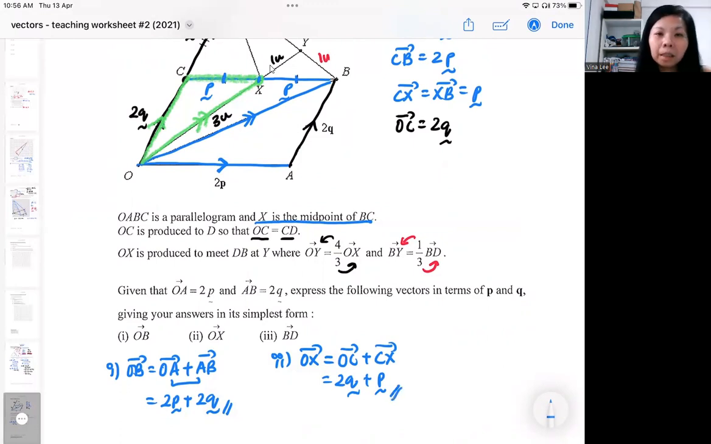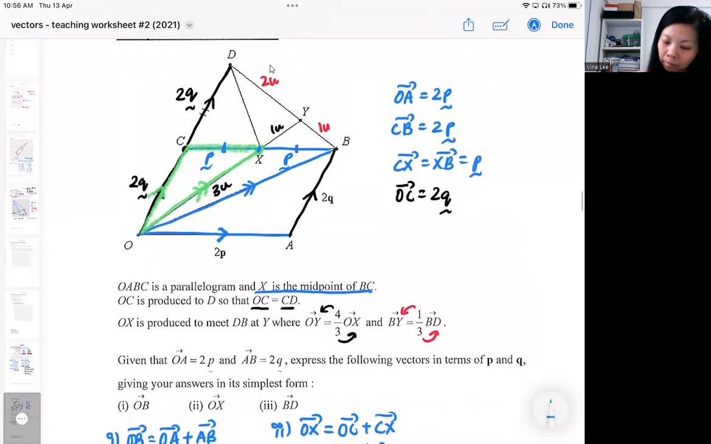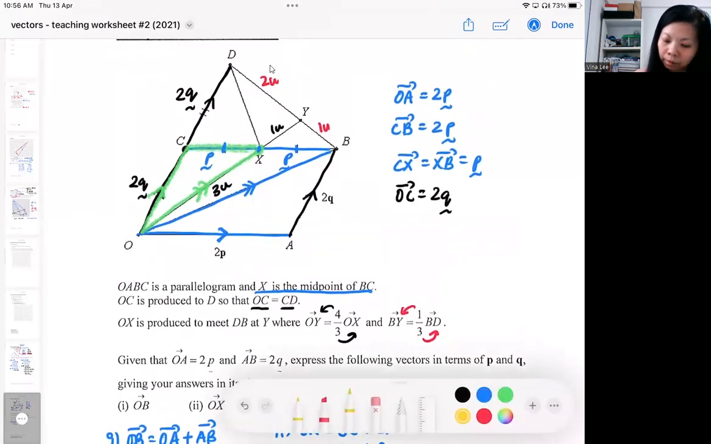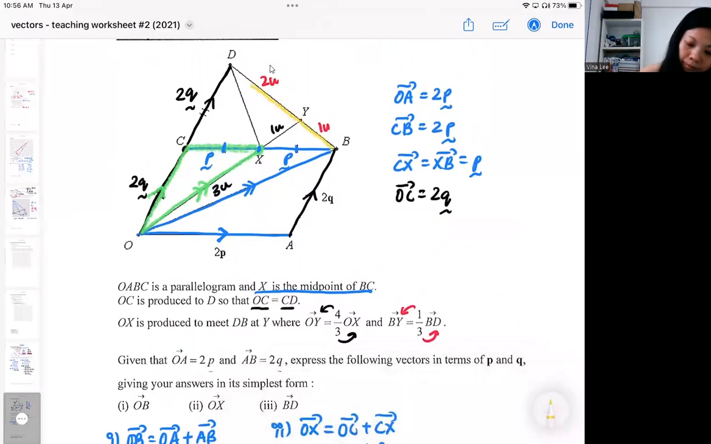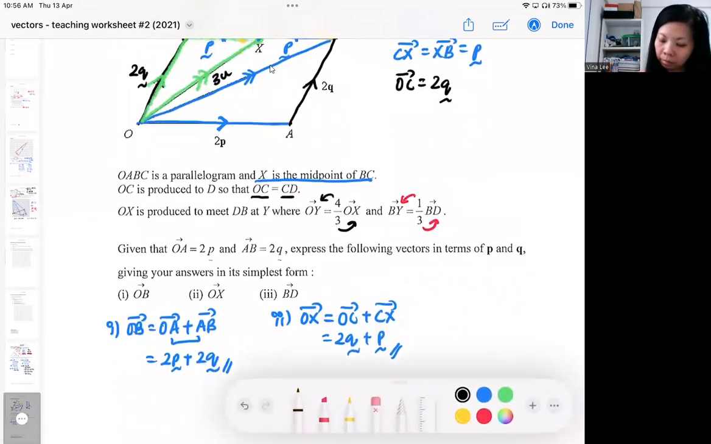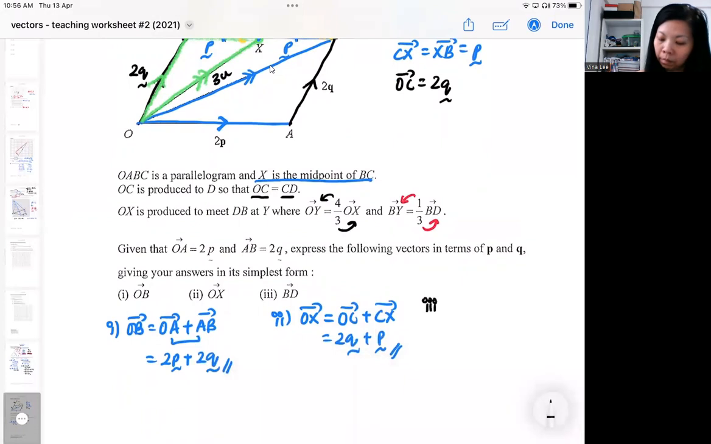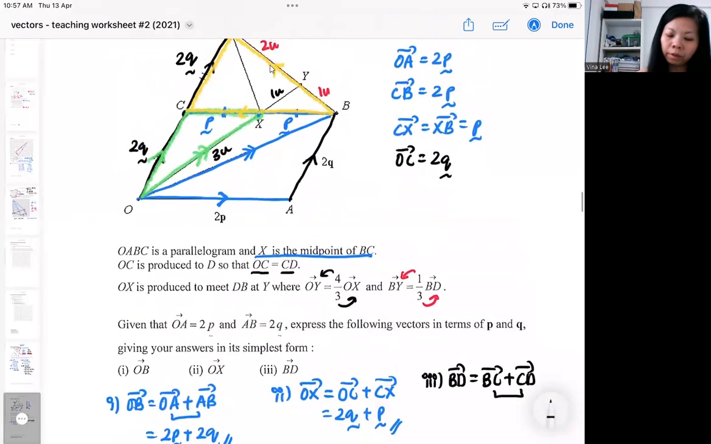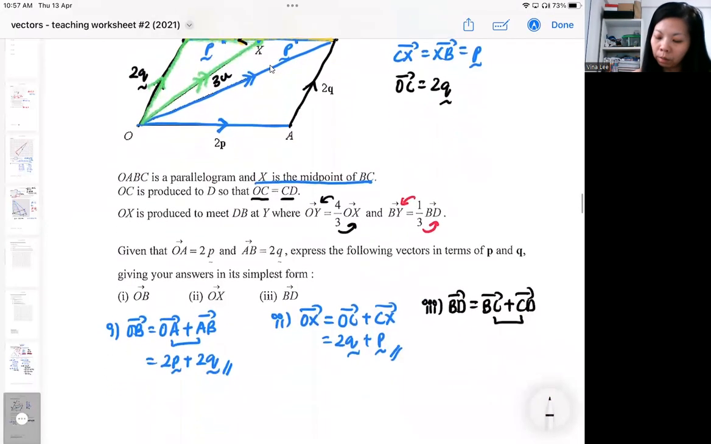Then the last part, BD. So BD is right here. So BD is BC plus CD. And you have both the vectors. So just be careful, it's opposite direction. So that will be minus 2P plus 2Q.